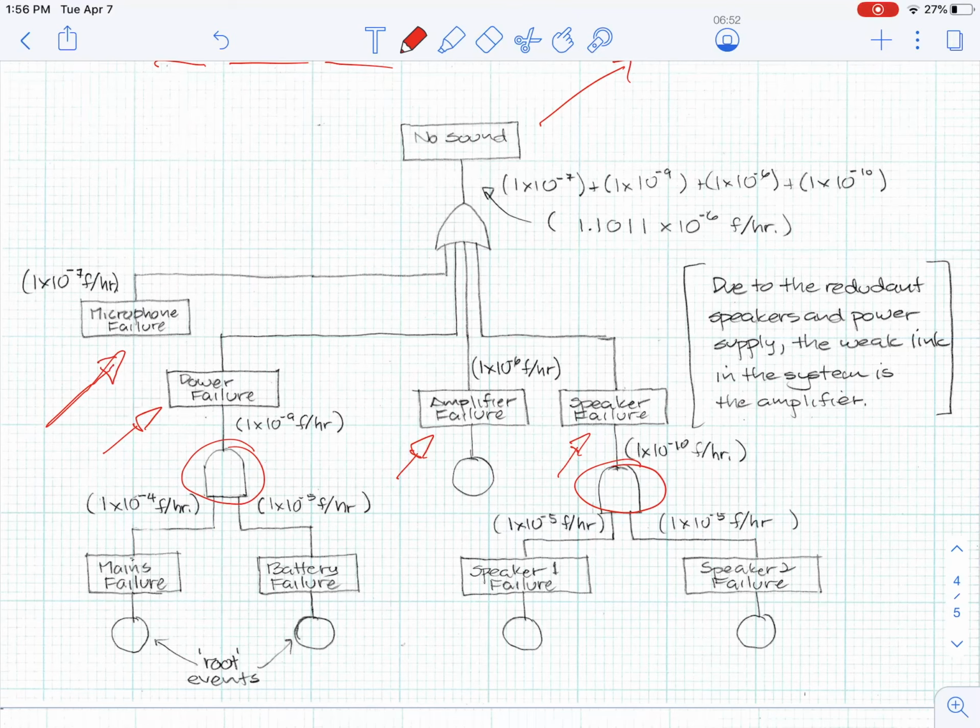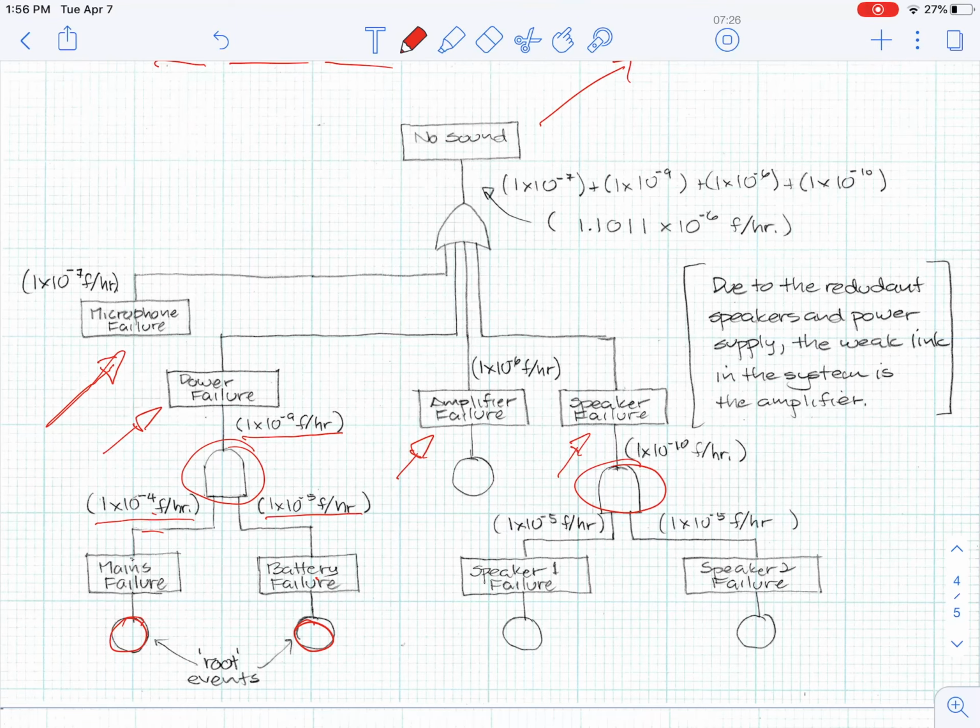You can see that I had 1 × 10⁻⁴ failures per hour for a mains failure, and 1 × 10⁻⁵ failures per hour for a battery failure for the battery backup. These are called root events. This is as low as it goes. But you'll notice that by adding this battery backup, I change my failure rate to 1 × 10⁻⁹ failures per hour. So the system has become much more reliable because I added this battery backup.